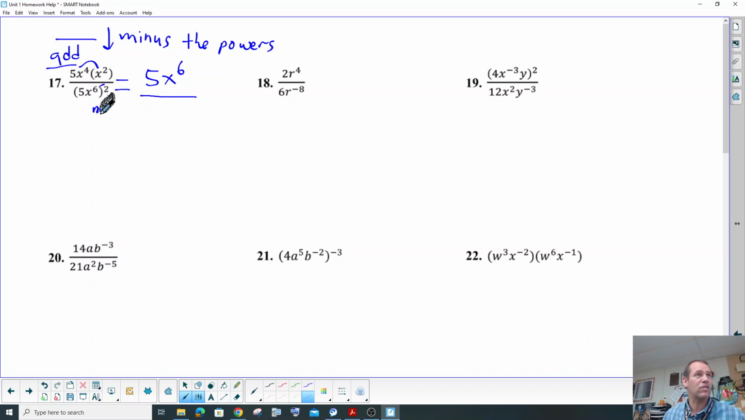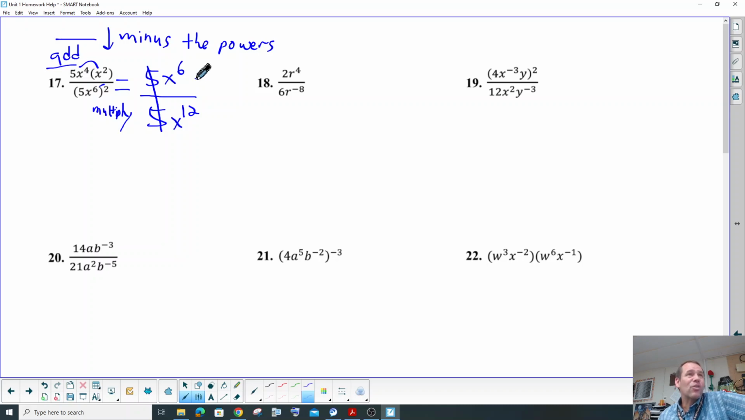And now we're going to multiply those powers, because it's an exponent to an exponent. Multiply the powers. So 6 times 2 is 12. So now we get 5 x to the 12th power. Okay, that's getting crazy. So then we're going to go ahead. 5 divided by 5 is just 1. Goes away.